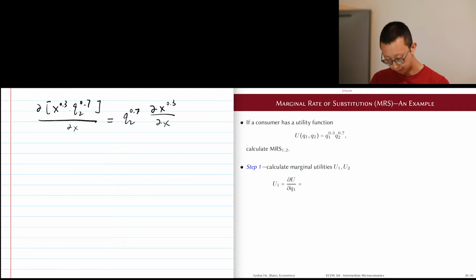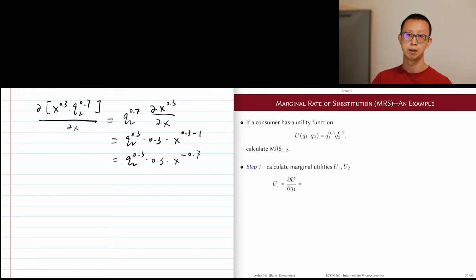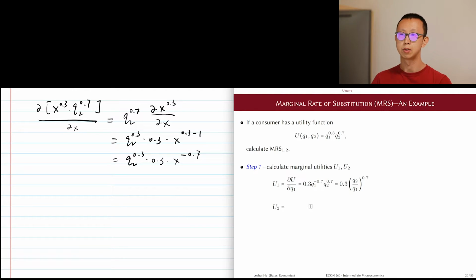And now all we have is just the power rule. We're going to take the power of 0.3 down as a multiplier, and then the power on x will decrease by 1. Now we have Q2 to the power of 0.7 times 0.3 times x to the power of minus 0.7. And that's it. That is our result of the calculation. Of course, you need to recognize that x is just a placeholder for Q1, so make sure when we return to the economics, swap out x back into Q1.